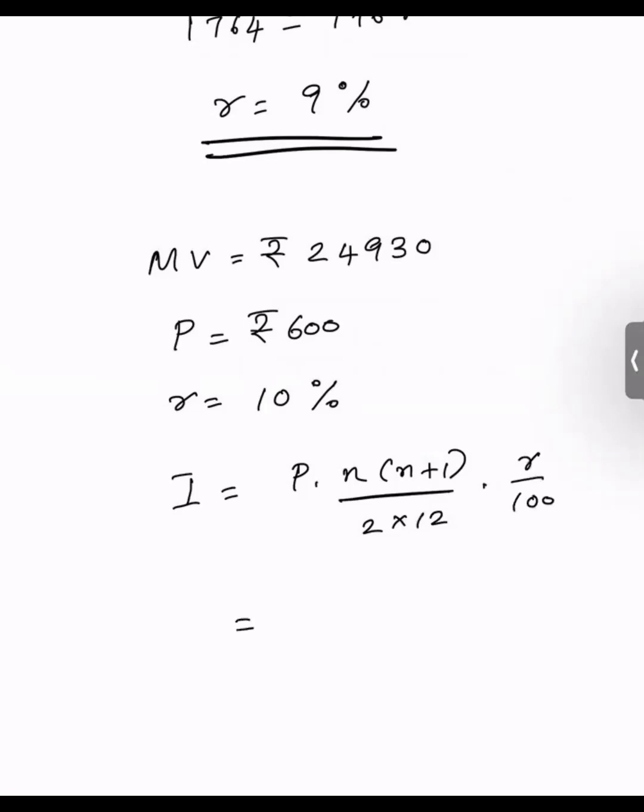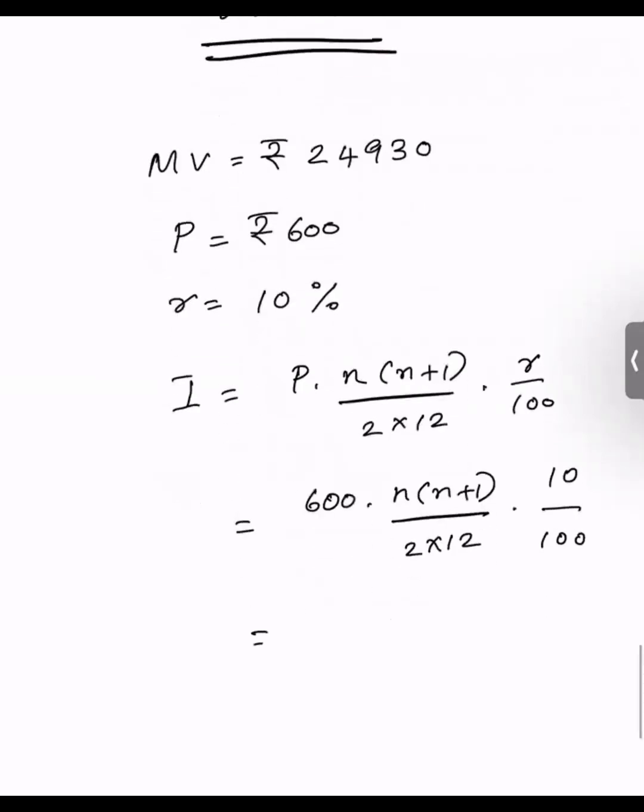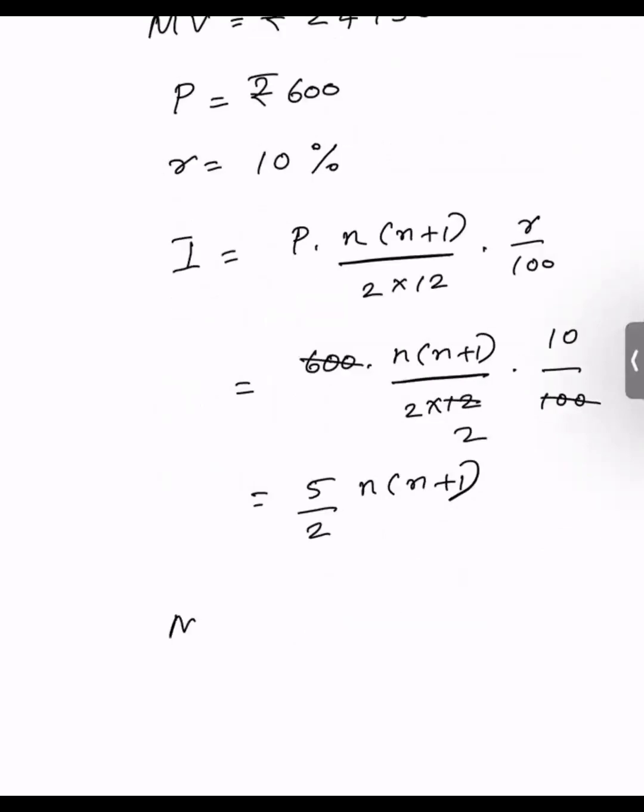Let's substitute the values here. 600 into N plus 1. Anyway, we don't know N. 2 into 12. What was R? R was 10 divided by 100. Now cancel out whatever possible. 5 by 2 N into N plus 1. Now what is maturity value? Maturity value is P into N plus interest. That's the formula. P into N, which is total sum invested, plus interest will give you the maturity value.